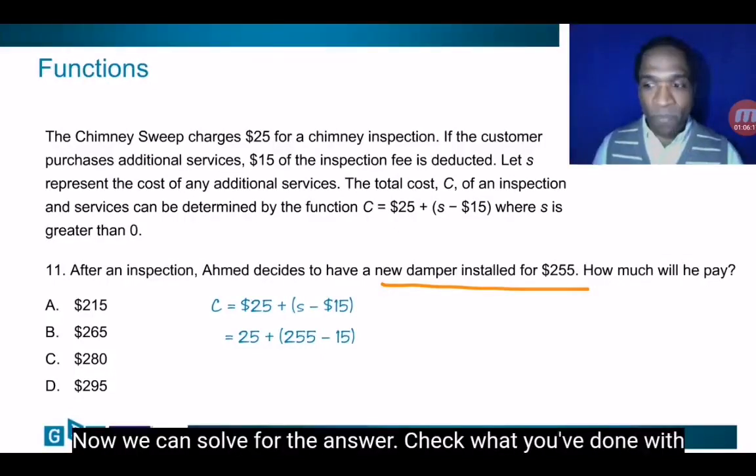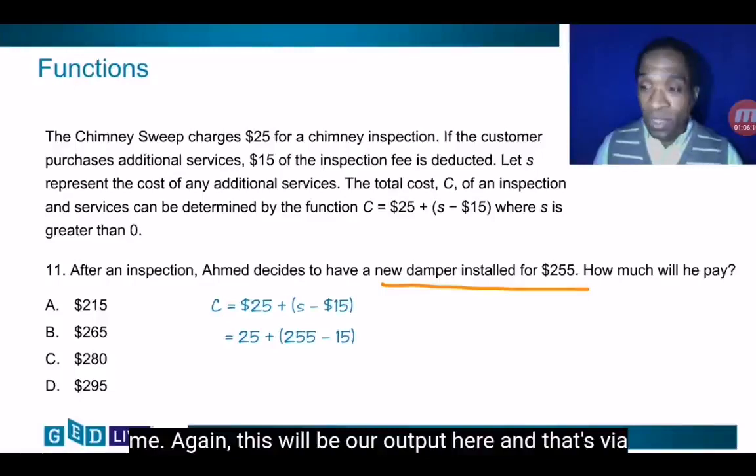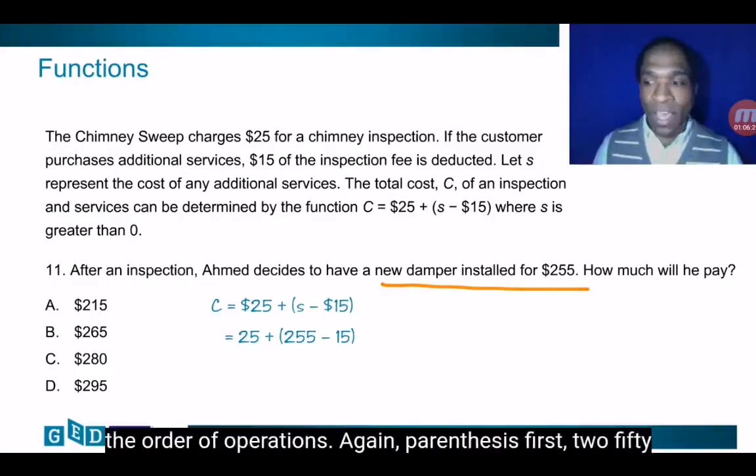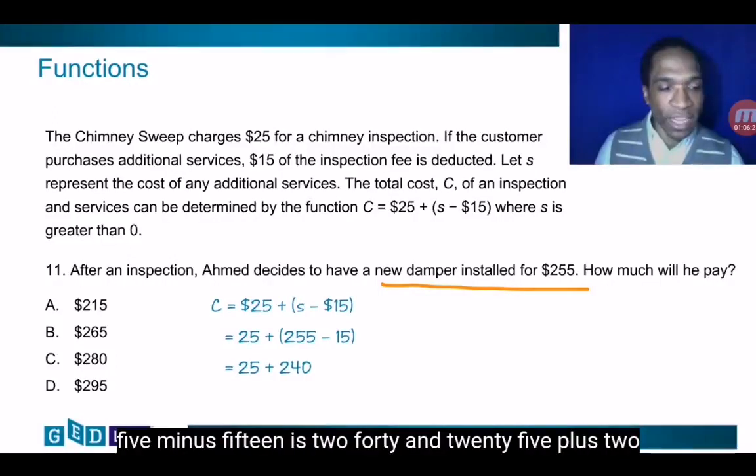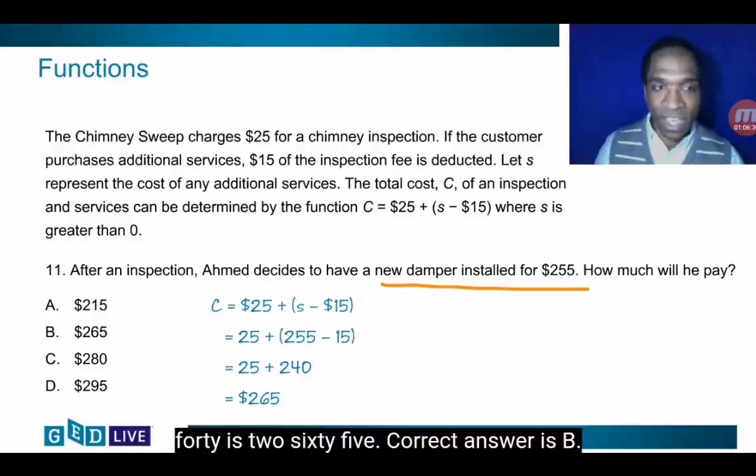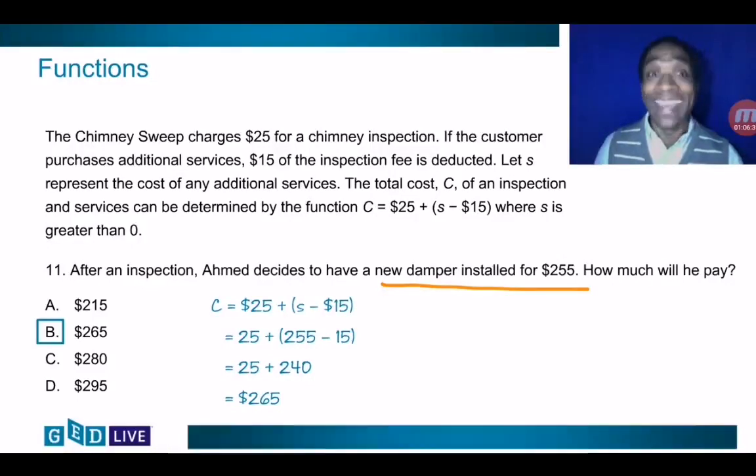Check what you've done with me. Again, this will be our output here, and that's via the order of operations. Again, parentheses first. 255 minus 15 is 240, and 25 plus 240 is 265. Correct answer is B.